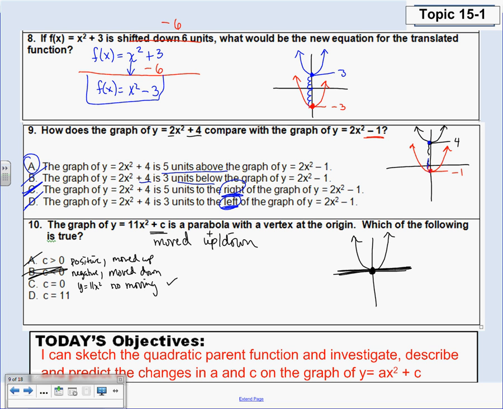That looks good. D, we have c is equal to 11. It gives us a number, so y equals 11x squared plus 11 would mean that it has to be moved up 11. Ours is on the origin. It's what it says, the vertex. So D is no good. Our answer then is C.